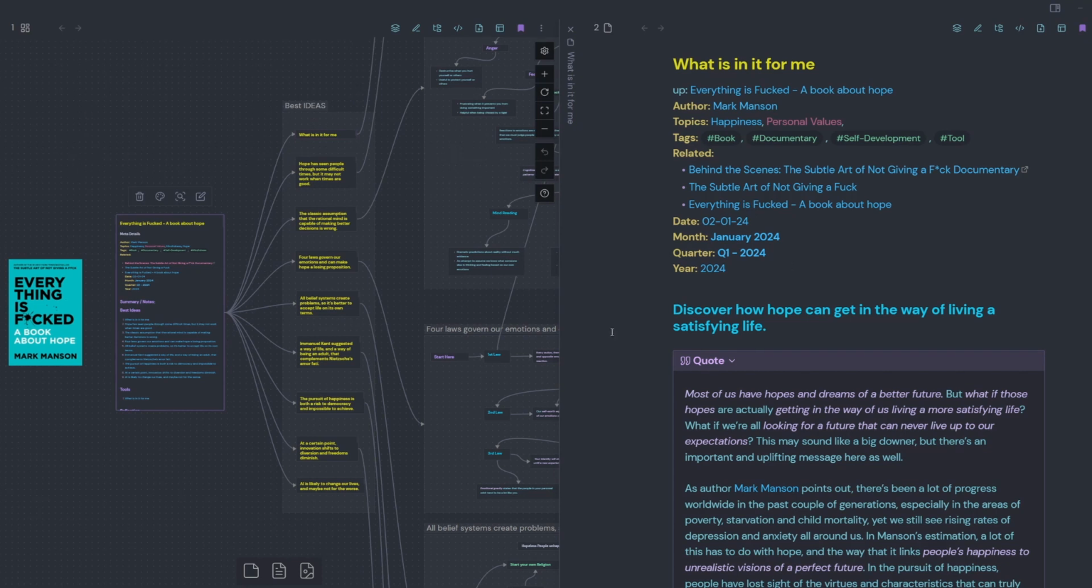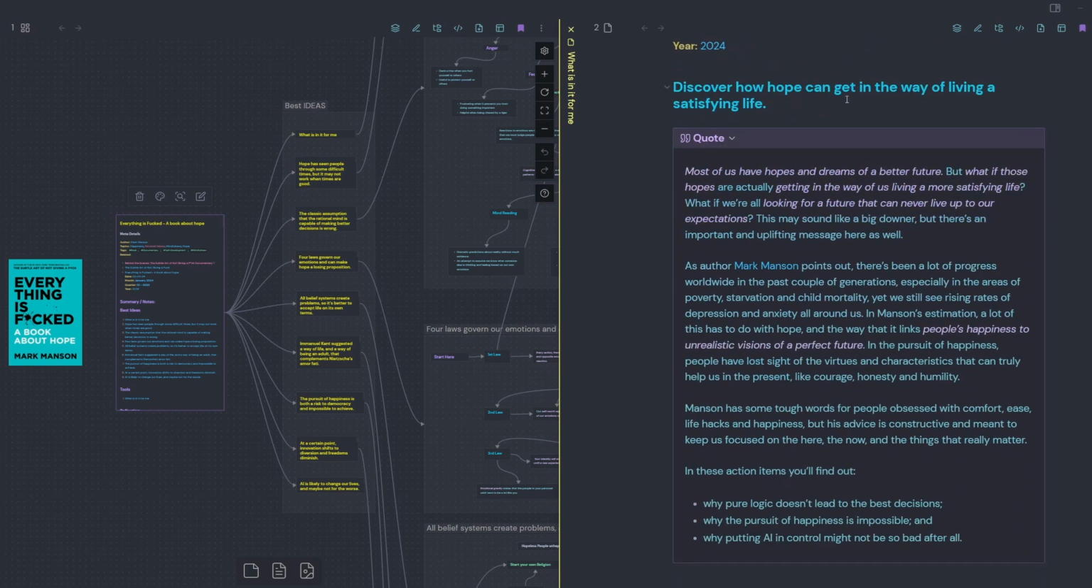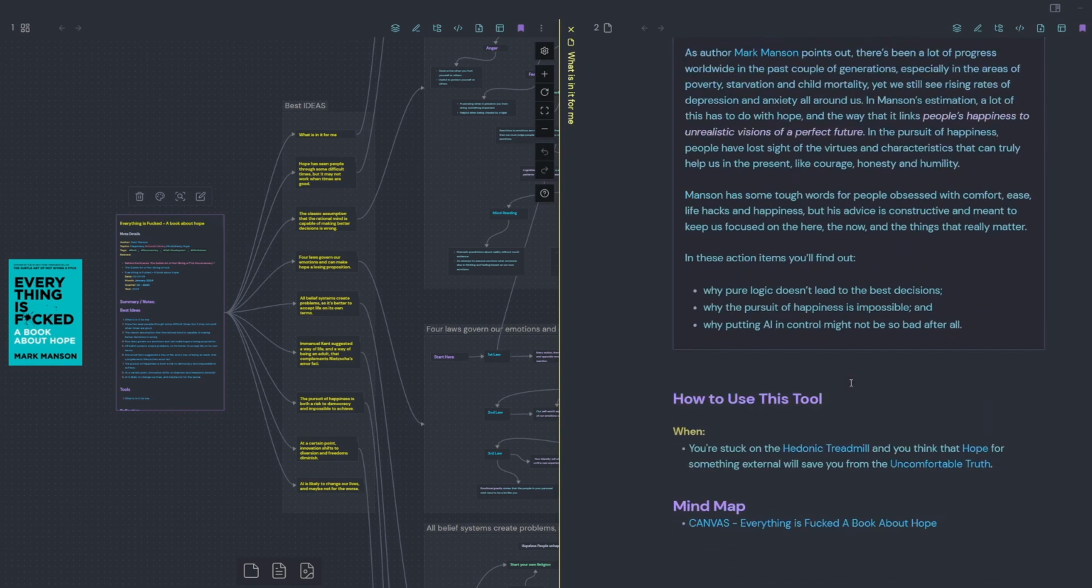And that's much the same as my main book note here, but this one is just about what's in it for me, which is discovering how hope gets in the way of living a satisfying life. And there's just a little bit of a quote from the book, a bit of a description about Mark pointing out that there's been a lot of progress worldwide in the past couple of generations, especially in the areas of poverty and starvation and child mortality, yet we still see rising rates of depression and anxiety all around us. So that's just that first section there.